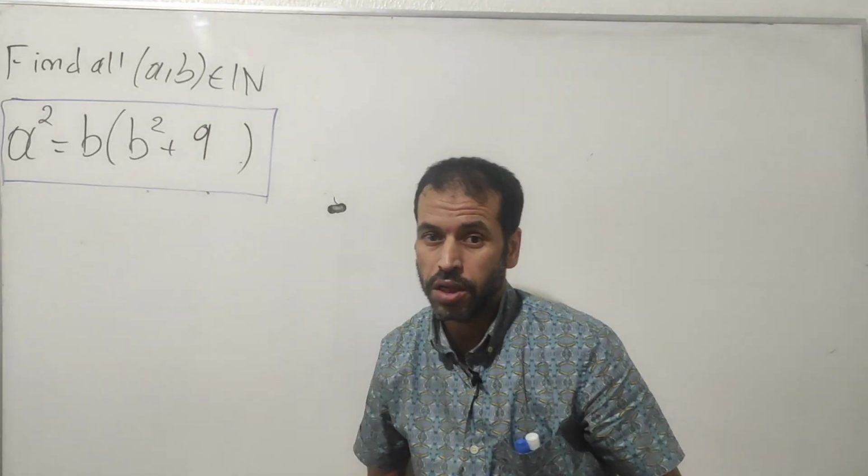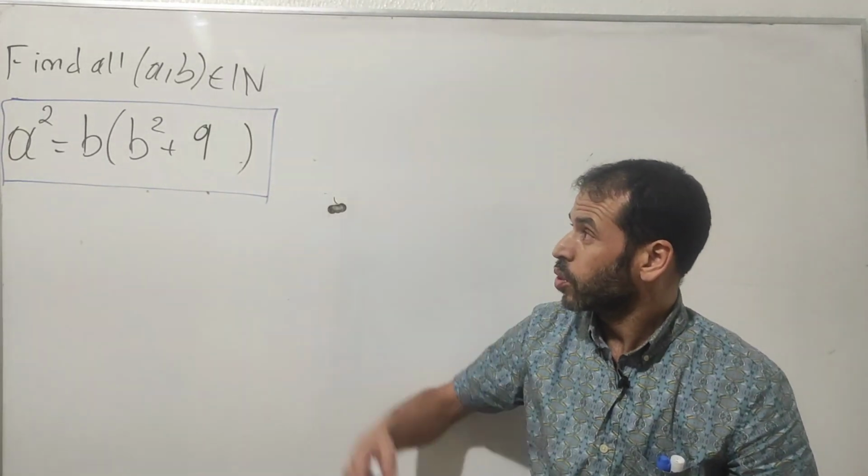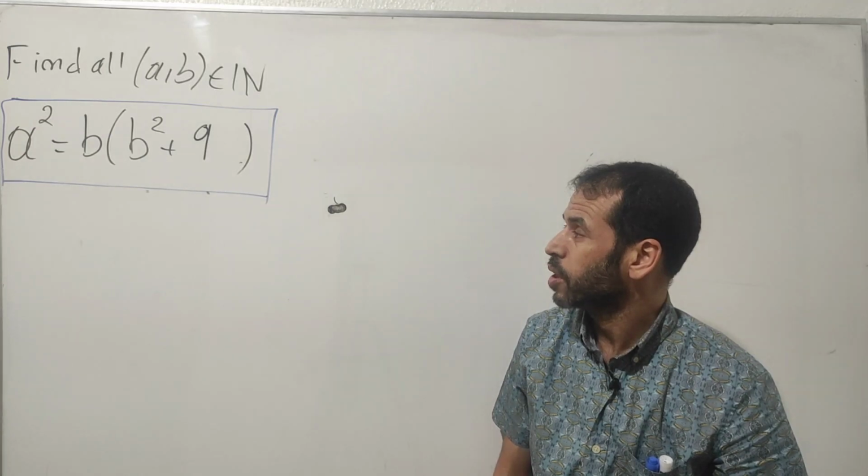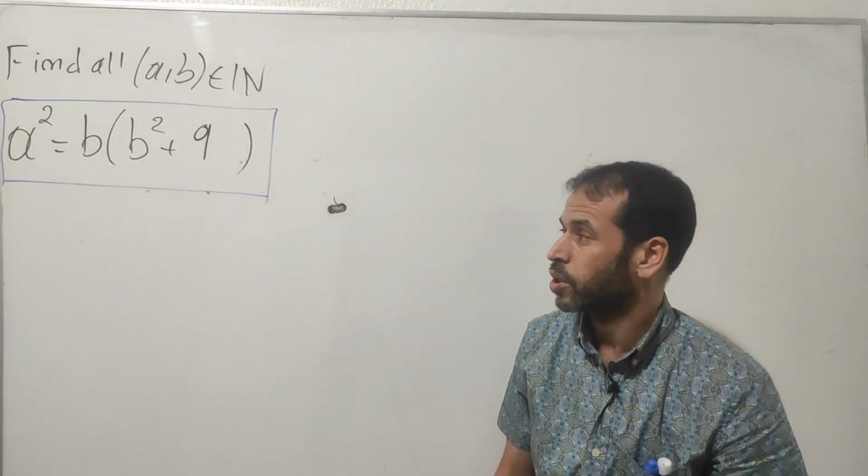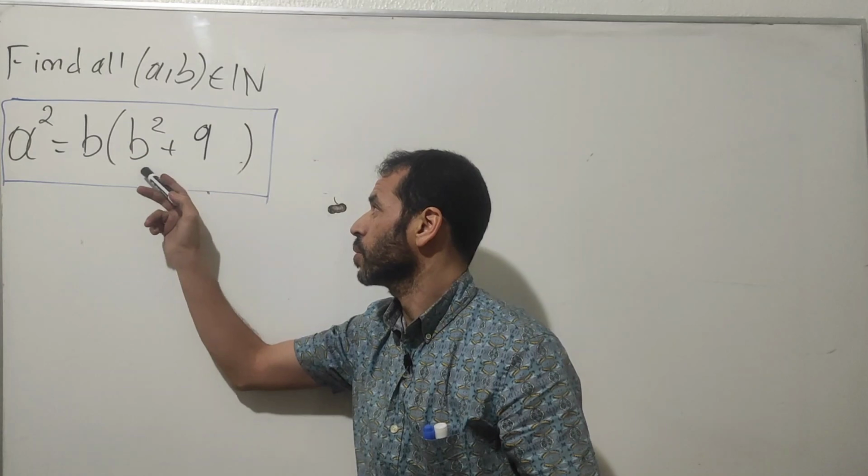In this video, here is a nice arithmetic and number theory problem. So here is the following setup. Find all a, b as natural numbers that satisfy the following equation: a squared equals b times (b squared plus 9).